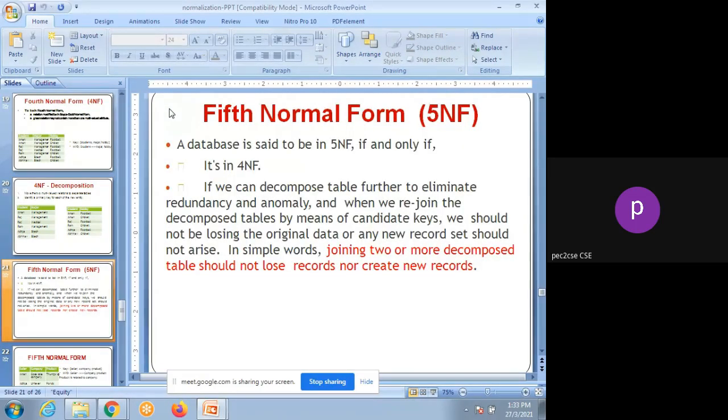Fifth normal form, write the definition. So what does the fifth normal form say? That the table should be in fourth normal form, and if you decompose a table and after some point of time rejoin the table, there should not be any loss of data and you should not add any new record also. That's the fifth normal form.